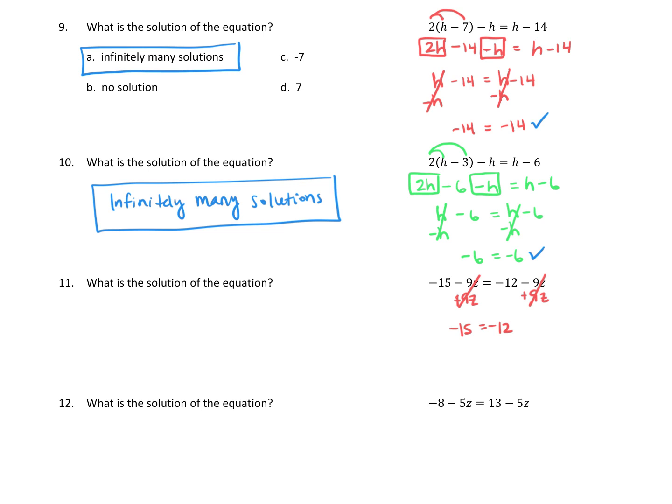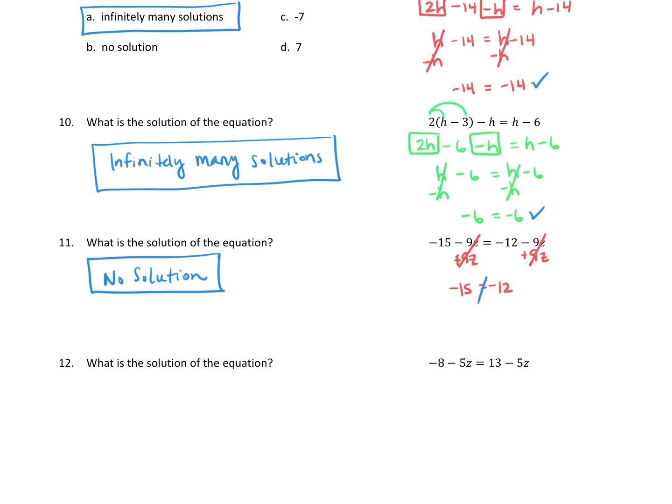When you don't have any z's left in your equation, or any variables, you just look at your resulting equation. We have a negative 15 equals negative 12. Does negative 15 equal negative 12? And it does not, so I'm going to put a slash through that equal sign. When that equation is not true, that's what it looks like when you have a no solution. There's not a single value for z that we could plug in and get the left side of this equation to equal the right side.